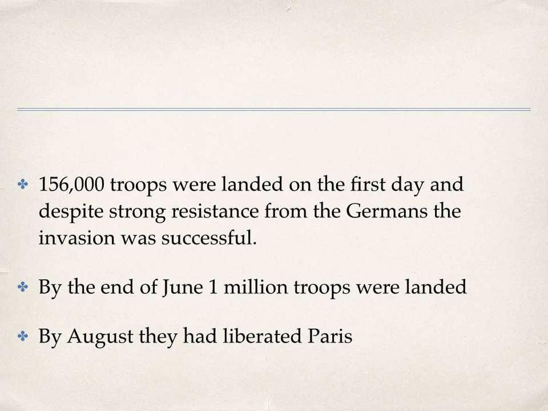All in all, 156,000 troops were landed on that first day on the beaches of Normandy. And despite the strong resistance from the Germans, the invasion was successful. They did manage to get a foothold. And by the end of June, over 1 million troops had been landed in Normandy. And by August of 1944, Paris had been liberated.